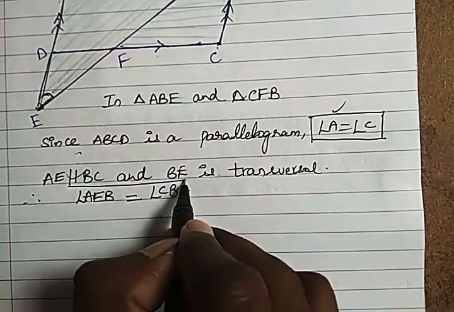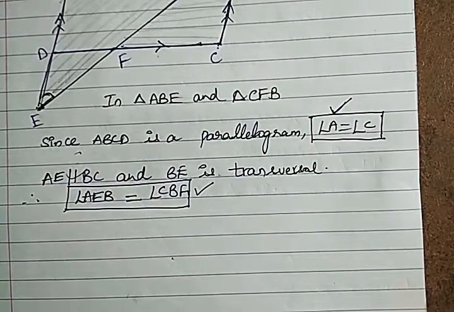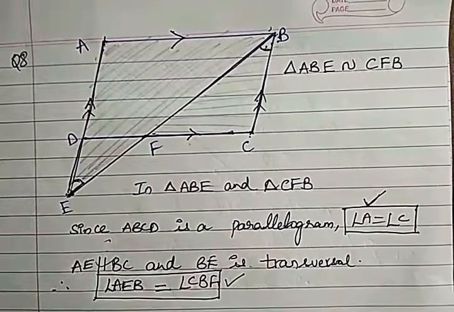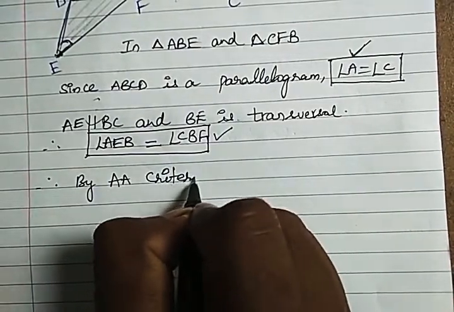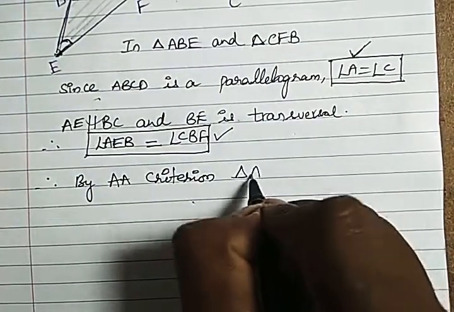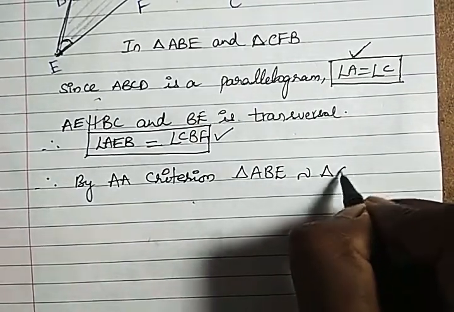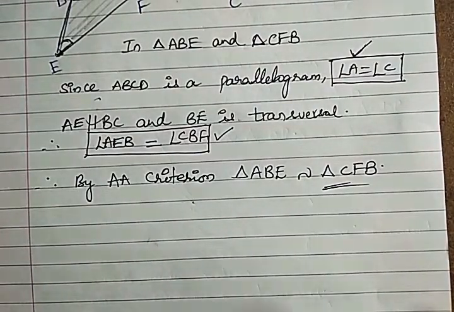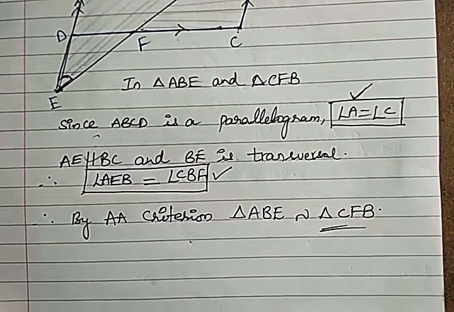So now we have got two angles equal. Here one angle equal and here another angle equal. That means two angles are equal. So which criterion will we use? Obviously AA criterion. Therefore by AA criterion, triangle ABE is similar to triangle CFB. So this is question number 8 of exercise 6.3, and the remaining questions we will discuss in the next classes.